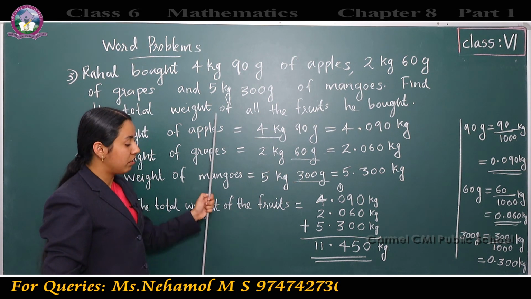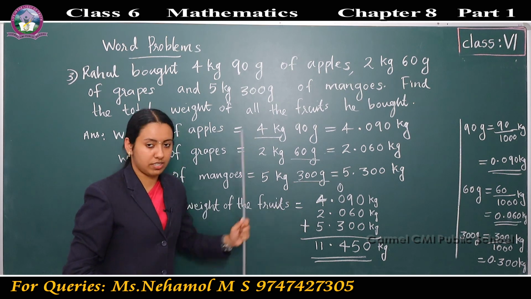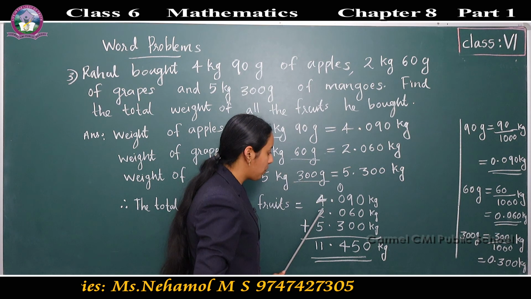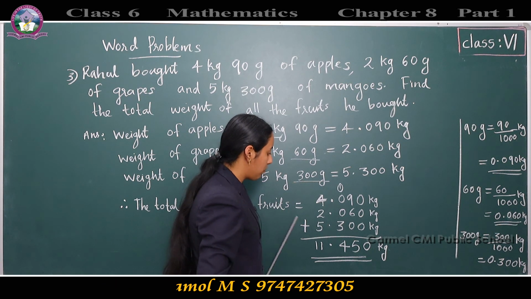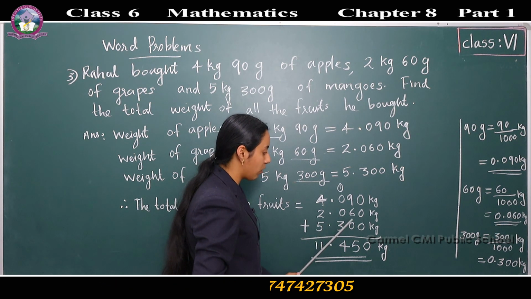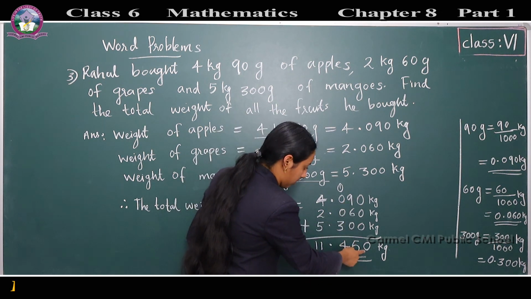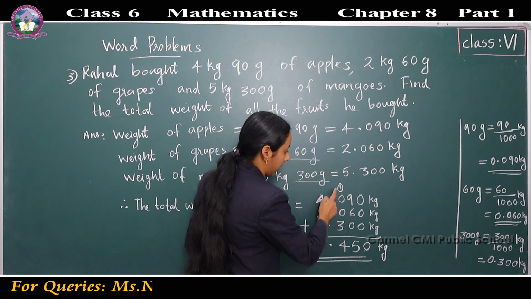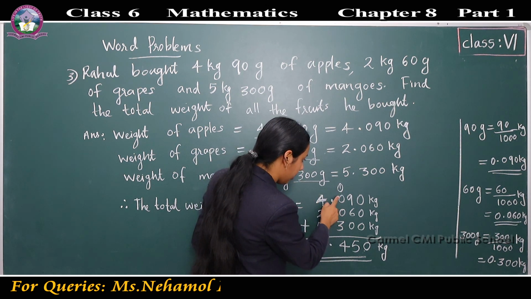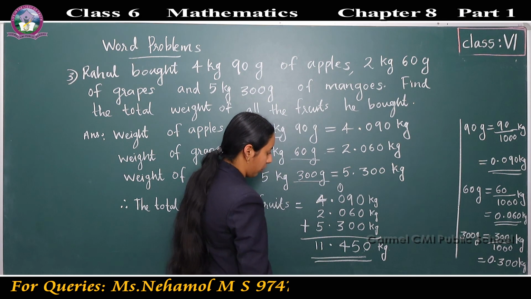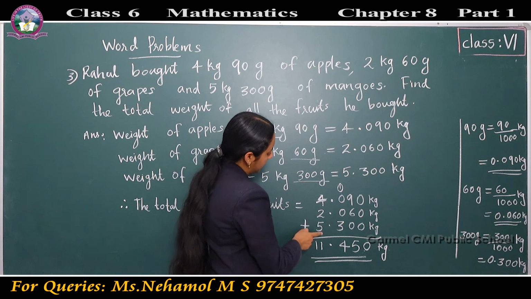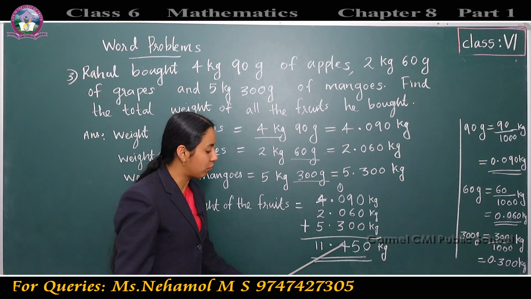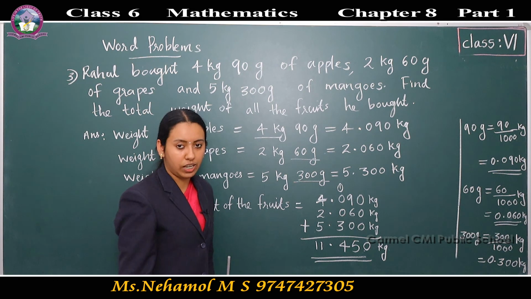Then total weight of the fruits. Total weight, that means we have to find the sum of these numbers. 4.090 plus 2.060 plus 5.300. Adding 0 plus 0 plus 0, 0. 9 plus 6 is 15. 5, carry 1. Then 1 plus 3 is 4. 4 plus 2 is 6. 6 plus 5 is 11. So 11.450 kilogram is the answer.